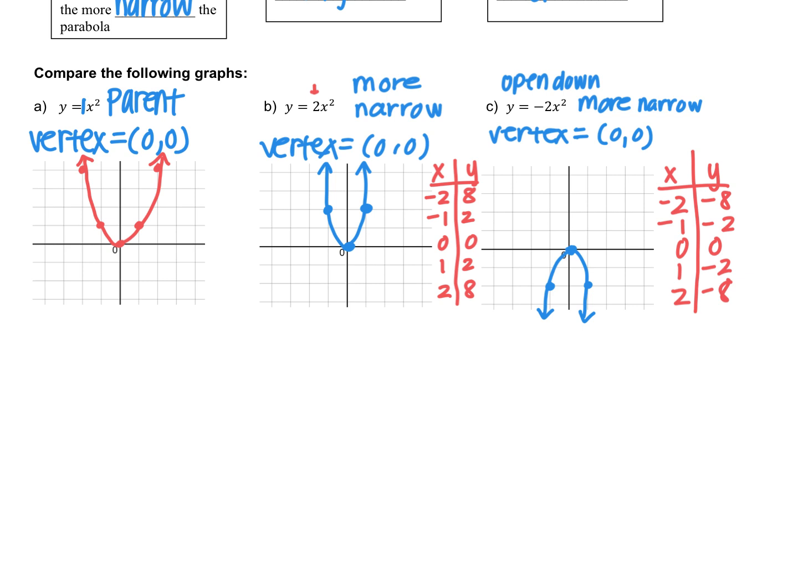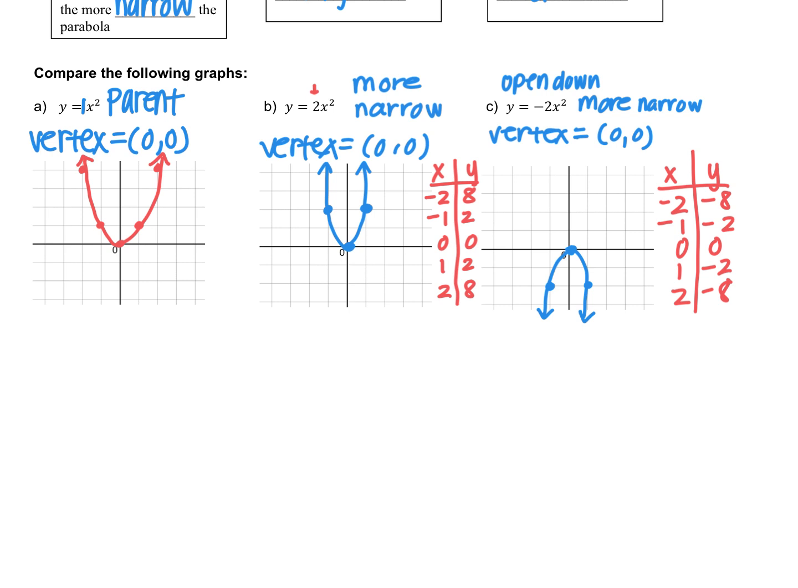So let's talk about the shortcut, I would say. This is the traditional way of graphing parabolas, where you make tables, you find points, you graph them. No, we're not moving on yet. Okay? We're staying on this page.